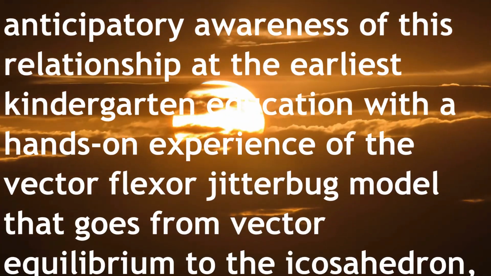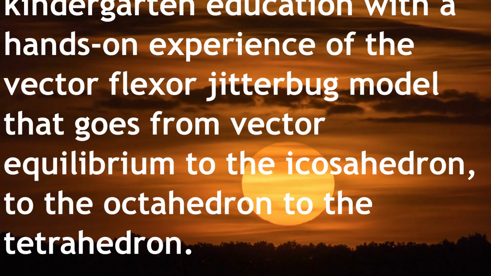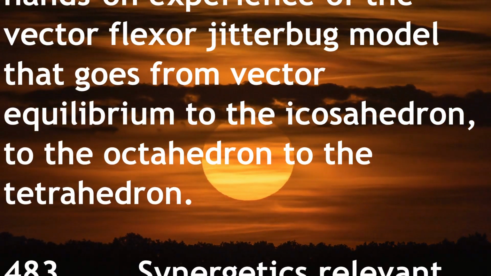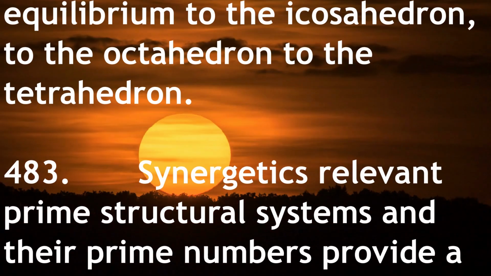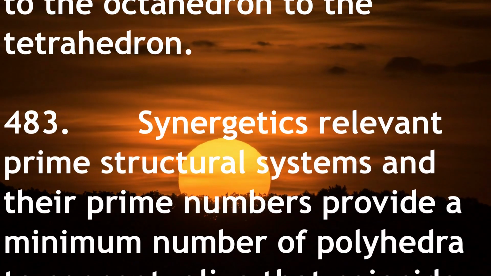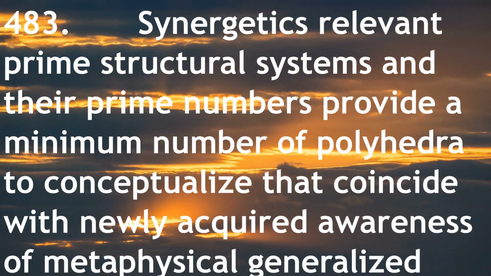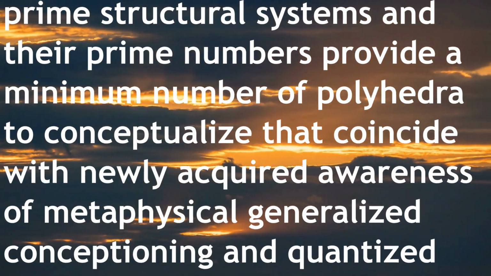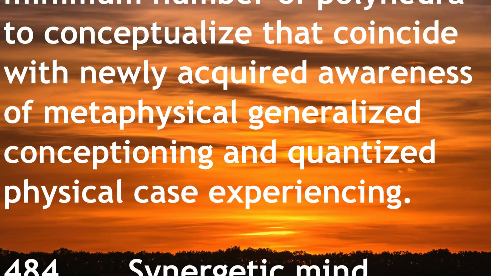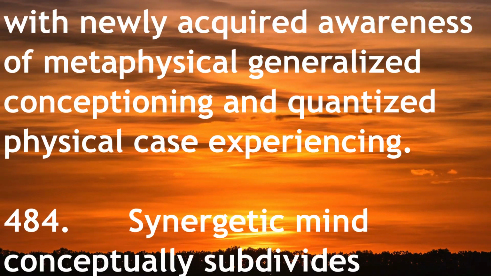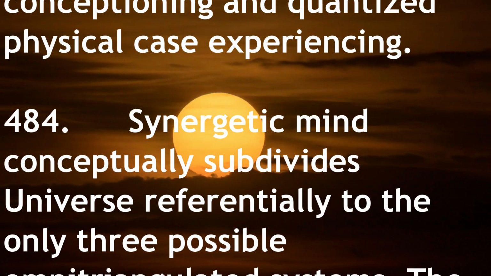We can familiarize our anticipatory awareness of this relationship at the earliest kindergarten education with a hands-on experience of the vector flexor jitterbug model that goes from vector equilibrium to the icosahedron to the octahedron to the tetrahedron. Synergetics is relevant prime structural systems, and their prime numbers provide a minimum number of polyhedra to conceptualize that coincide with newly acquired awareness of metaphysical generalized conceptioning and quantized physical case experiencing.